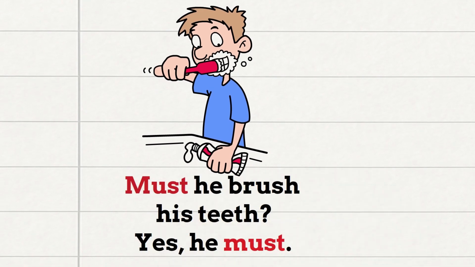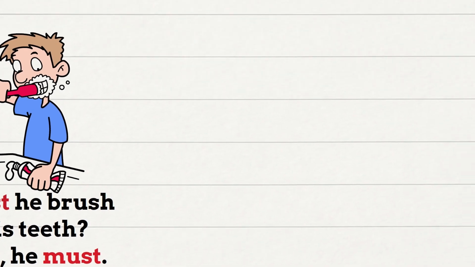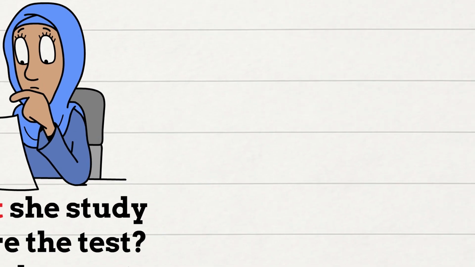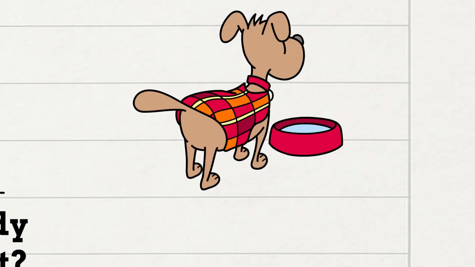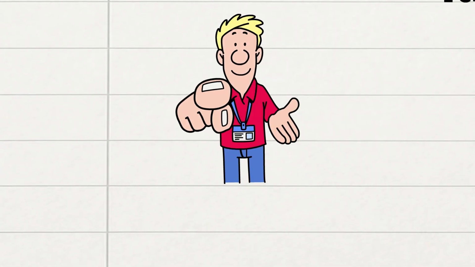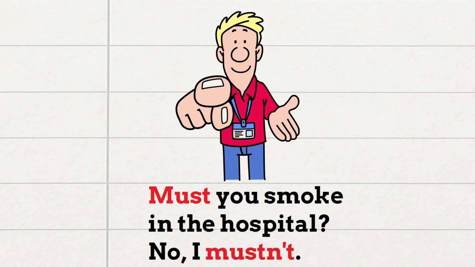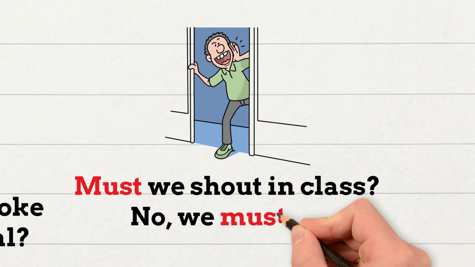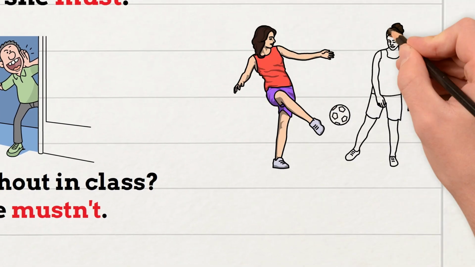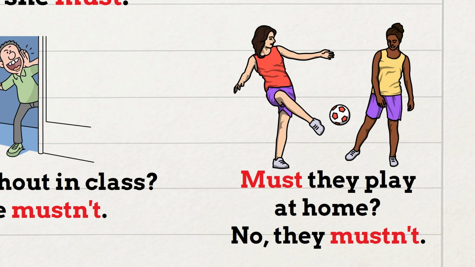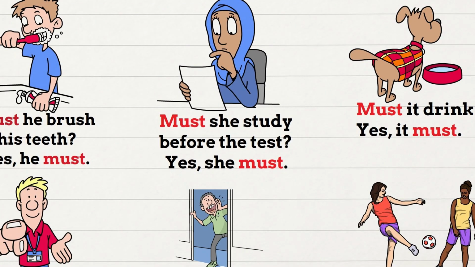Must he brush his teeth? Yes, he must. Must she study before the test? Yes, she must. Must it drink? Yes, it must. Must you smoke in the hospital? No, I mustn't. Must we shout in class? No, we mustn't. Must they play football at home? No, they mustn't. This is all about forming yes or no questions using must.